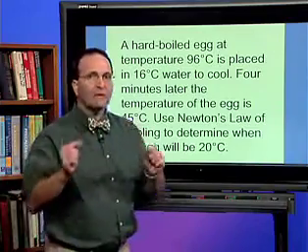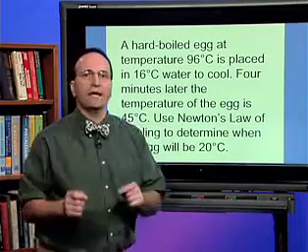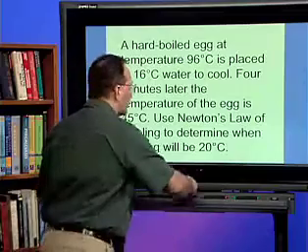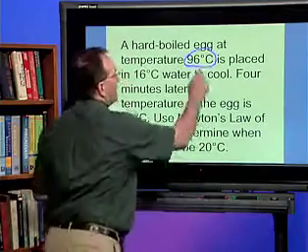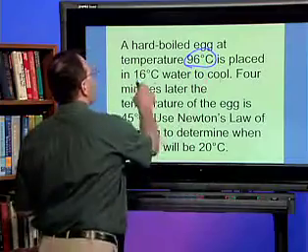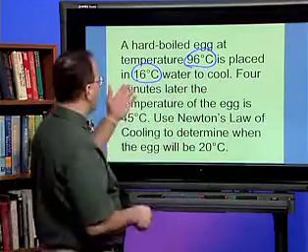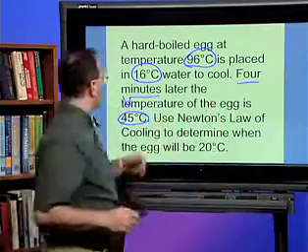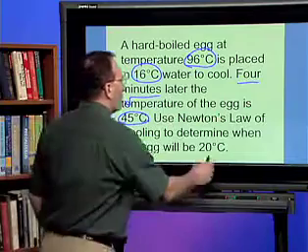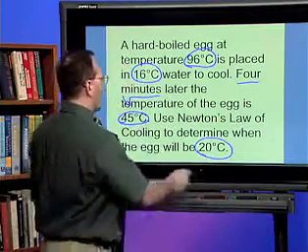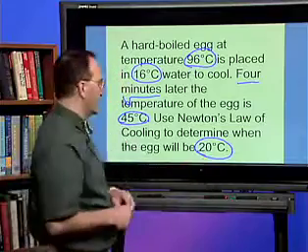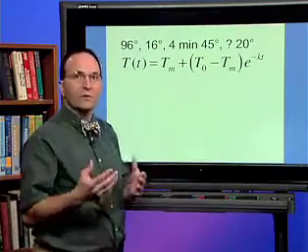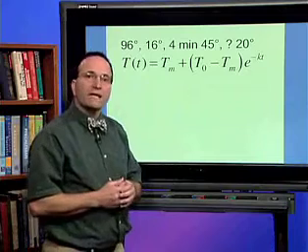Of course, whenever we read a problem like that, it's important to pick out the information that's going to be necessary to solve it. And so, very quickly, 96 is the temperature of the egg. The surrounding medium is 16 degrees. It takes 4 minutes to cool to 45 degrees, and we want to know how long it will take to cool down to 20 degrees. So I extracted that information and wrote it down so that it would be available to us. Here's the formula that we need to plug all of this into.